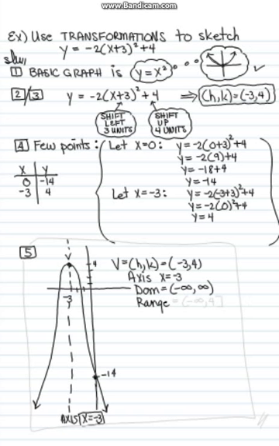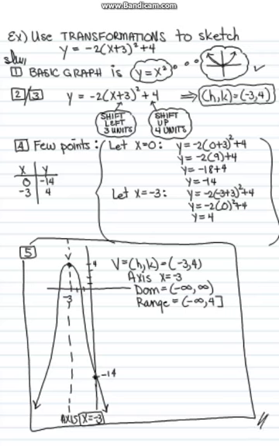And the range has no low value, so it's coming up from -infinity, but the highest value it reaches is +4. And it includes +4 for a y value. So the range is equal to open parenthesis -infinity to +4, square bracket to include the 4. There's our graph, and there's our list of the vertex, the axis, the domain, and the range.